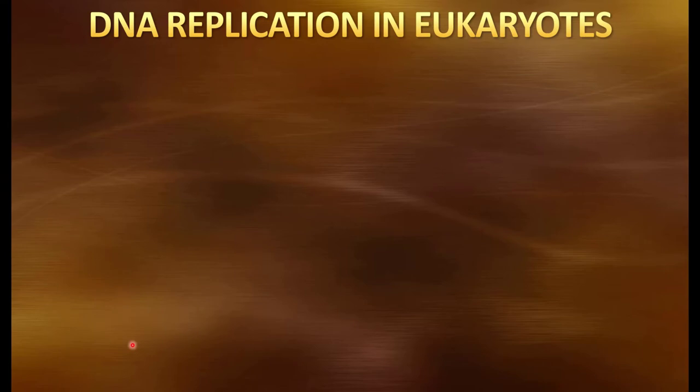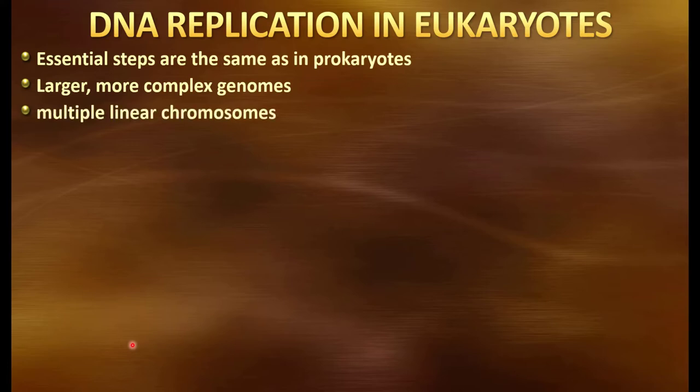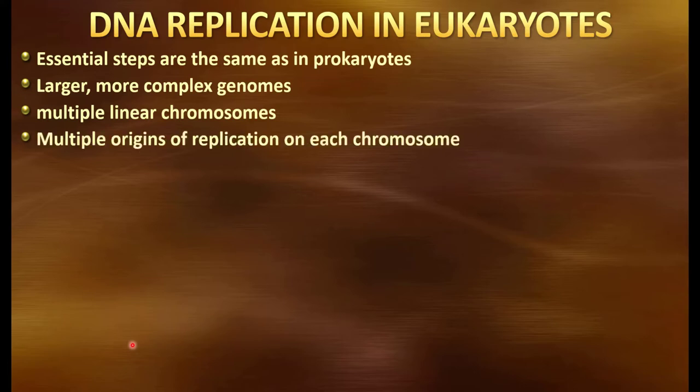Let's briefly look at DNA replication in eukaryotes. The steps are essentially the same as they are in prokaryotes. It's just that because we have more complex genomes, larger genomes, we don't have a circular chromosome, we have many linear chromosomes, it's going to be a little bit different. We also have multiple origins of replication. If you remember from our prokaryote, we started at that ORI sequence and we moved in both directions around the circle until we got to the other side.